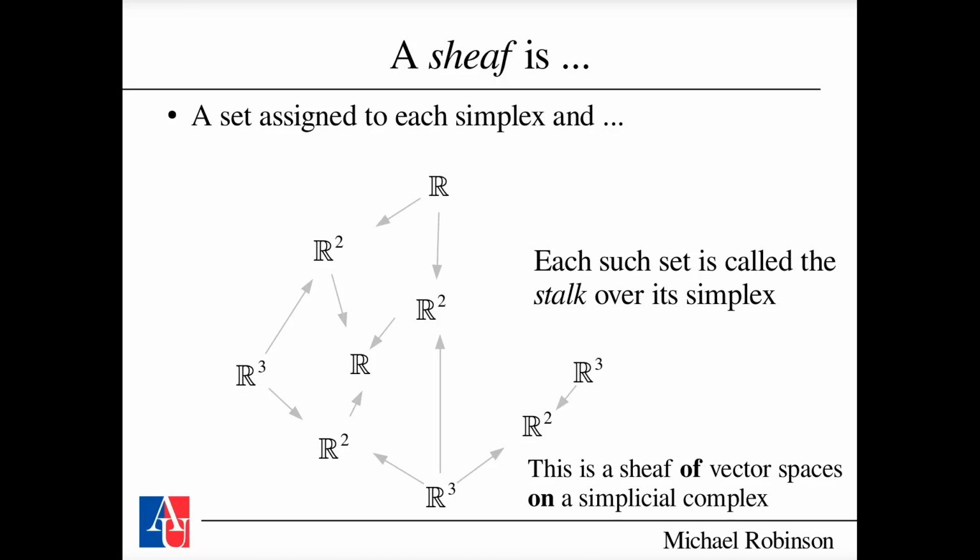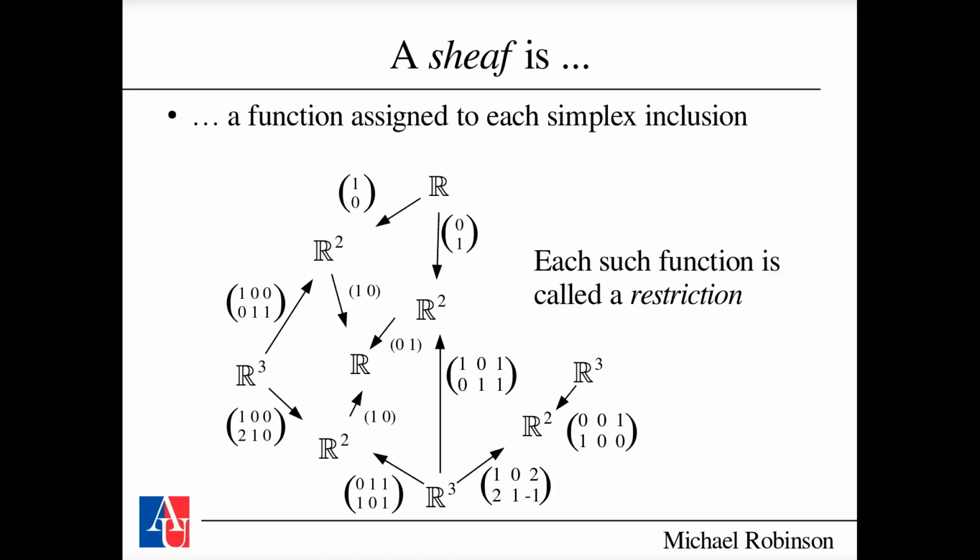A sheaf over this sort of thing is a set assigned to each simplex. Each set is called a stalk, and what I'm building out in this example here is a sheaf of vector spaces on a simplicial complex. It's worth noting that those prepositions are helpful there. Sheaf is two things: of and on, of a certain data type on a certain data type. We will be focusing, as it happens, on sheaves of sets on simplicial complexes in our algorithm.